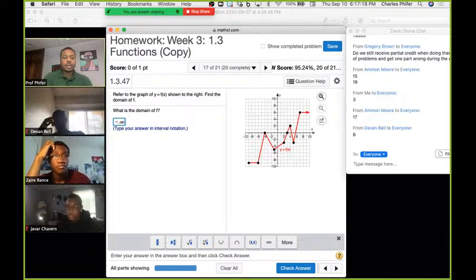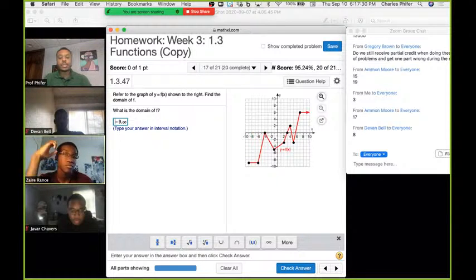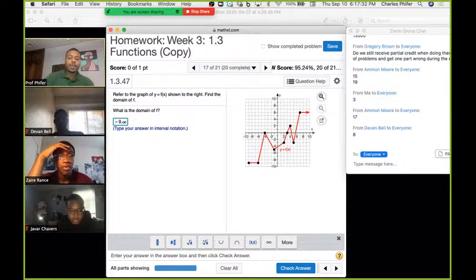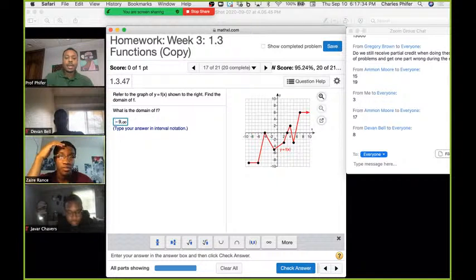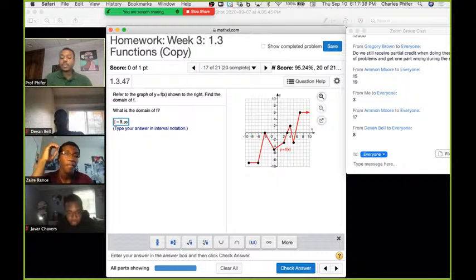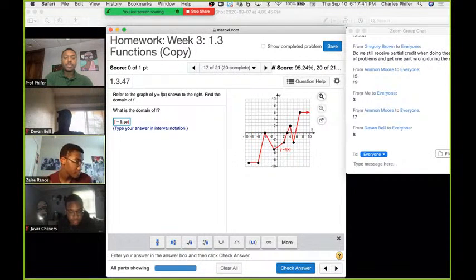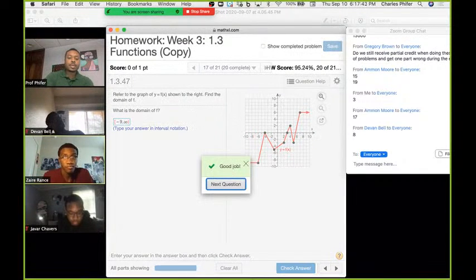Are we done? What do we need? Parentheses? Is it parentheses or is it a bracket? Oh, it's a bracket for the 9. Okay, so the 9 is going to be a bracket because we actually reached the 9. What about infinity? It always gets what kind of symbol? Parentheses. Awesome sauce.